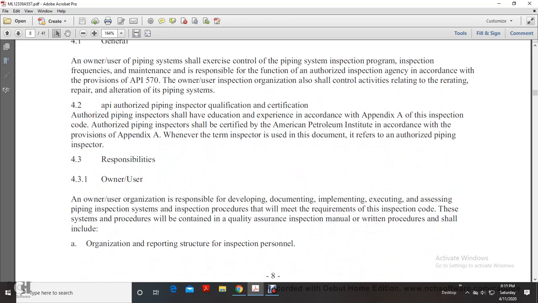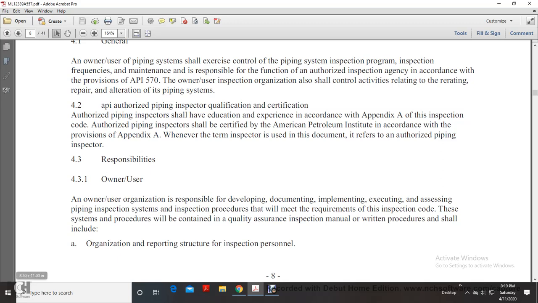4.3 Responsibilities. 4.3.1 Owner and user. The owner and user organization is responsible for developing, documenting, implementing, executing, and assessing piping inspection systems and inspection procedures that will meet the requirements of the inspection code. These systems and procedures will be contained in a quality assurance inspection manual.